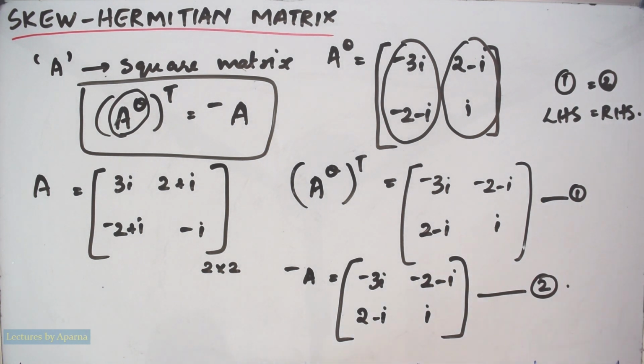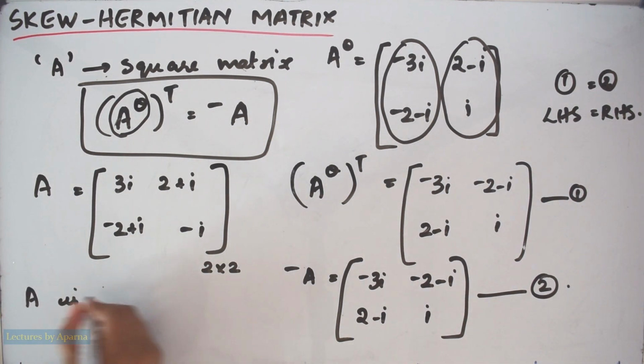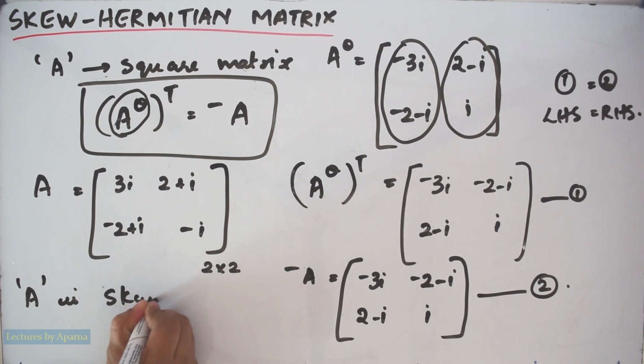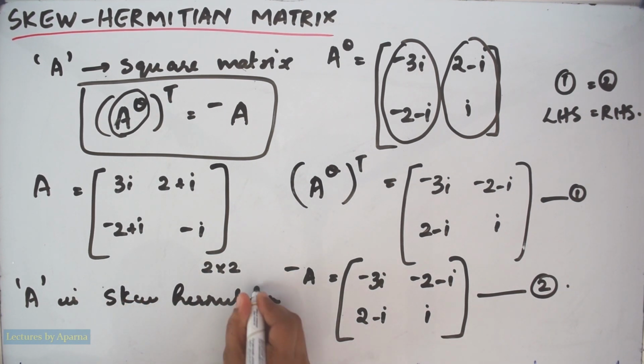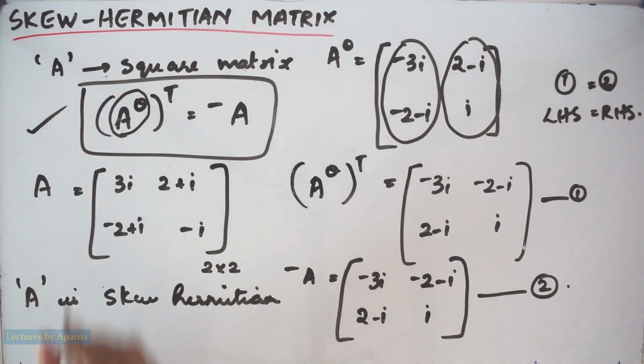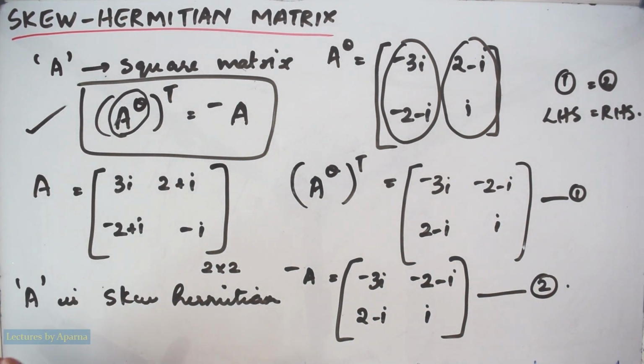Therefore, this matrix A is skew-Hermitian, since it satisfies this condition. This condition is satisfied. Therefore, A is skew-Hermitian. So this is the condition to be satisfied to be a skew-Hermitian matrix.